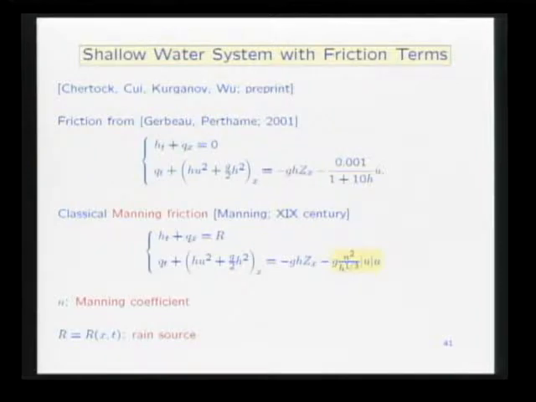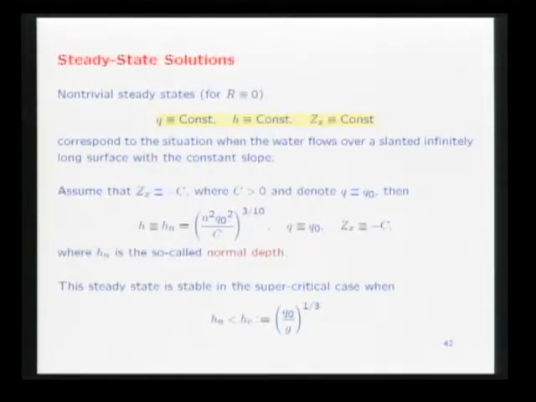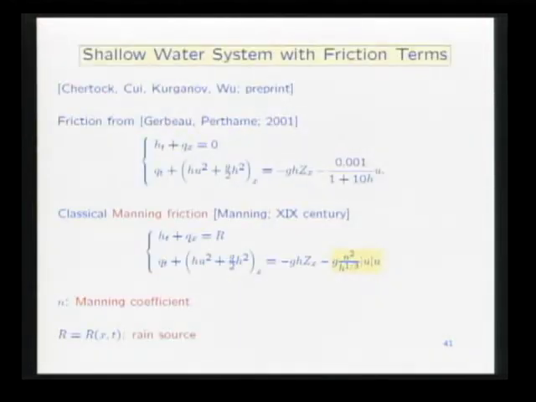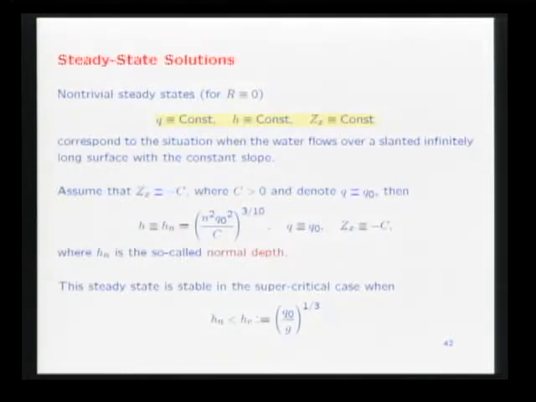And this is my joint work with Alina Chertok, who is in the audience, and two of my PhD students, Shuma Tsui and Tong Wu. So first of all, when we add this Manning friction term, we still have lake at rest steady state. But there are some other simple but very important steady states which one has to study. And this is the steady state, which I call non-trivial steady state, where Q is constant, H is constant, and the slope of the bottom is also constant.